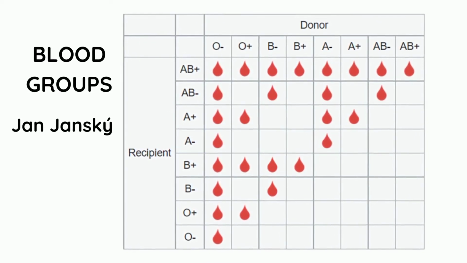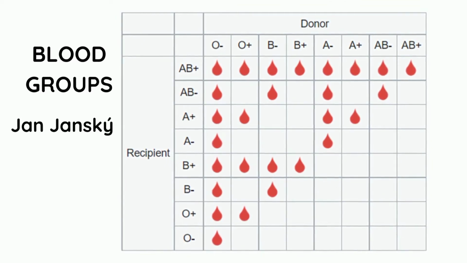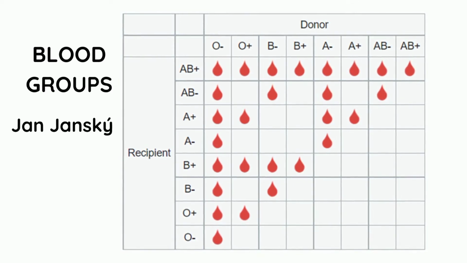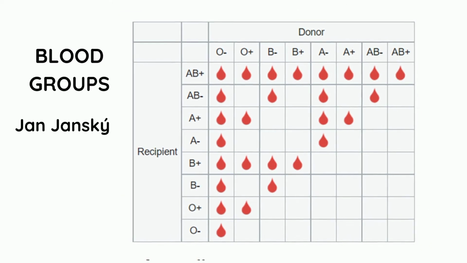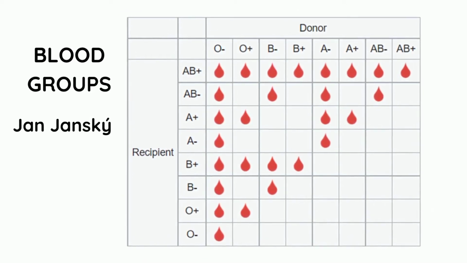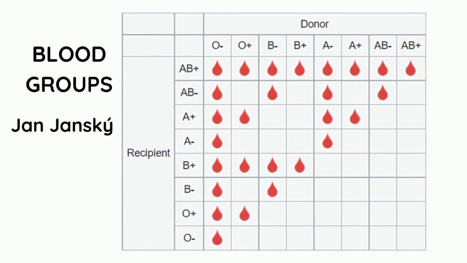Can you see A plus? A plus can receive from O minus, O plus, A minus, and A plus. But look at A minus now. A minus can only receive from O minus and what? A minus. You see it now, minus, minus. Look at B plus. B plus can receive from O minus, O plus, B minus, and B plus. But look at B minus. B minus can only receive from O minus and what? B minus.